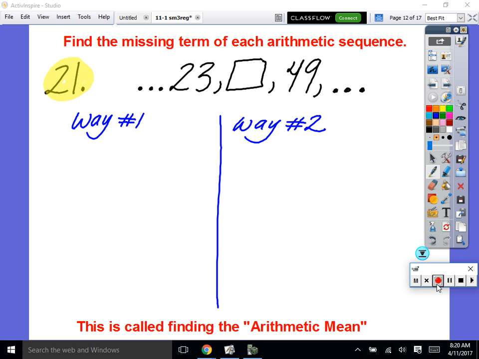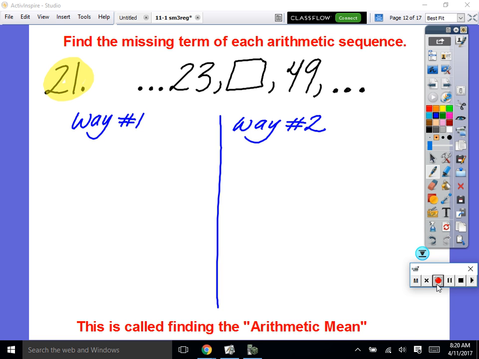Find the missing term. There's two ways of doing this. So there's two ways of thinking about it. So first of all, way number one. This way is my favorite way because it's just setting up a true statement and then you can just solve straight up for what you're missing. So do you see?